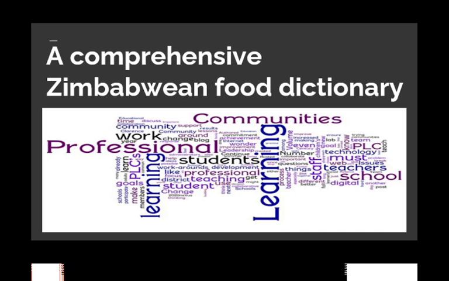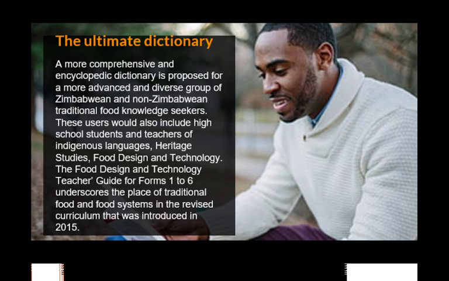Then this comprehensive dictionary will have professionals, students, lecturers. It's just holistically foodies, chefs. So the ultimate dictionary, this is for the adults, will be a comprehensive encyclopedia, which will be more advanced, diverse to Zimbabweans and non-Zimbabweans. It will be used generally in colleges, universities, various institutes.